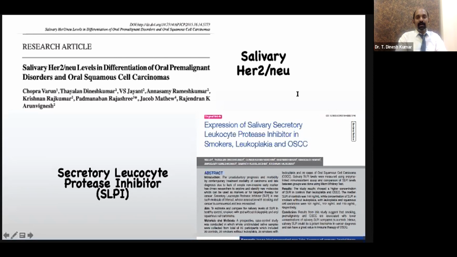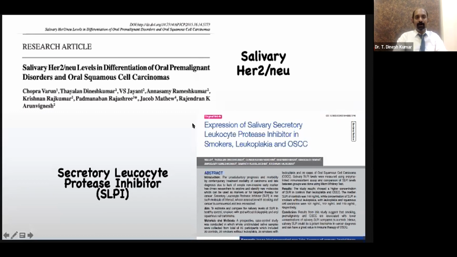Currently there are two anti-cancer drugs which are used for non-small cell lung carcinomas to inhibit this EGFR. So salivary HER2 levels were also studied in oral cancer, which showed promising results, and we can use it as a potential biomarker.